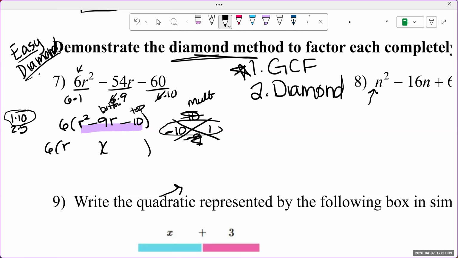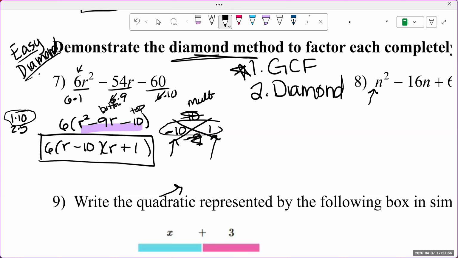So I have r and r. And what goes in here? The sides of my diamond problem, minus 10 plus 1. Okay. Now, if that does not make any sense, we could make a rectangle and factor that out. But we're going to start using the shortcut only when I have an easy diamond that I'm factoring.